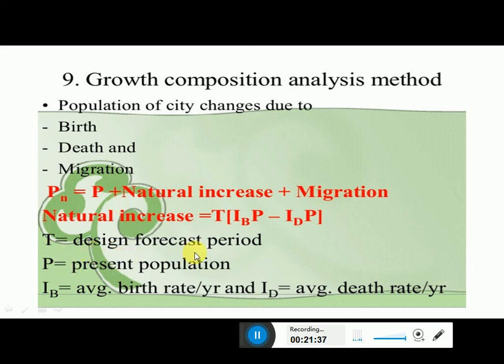Here T is the design forecast period, P is the present population, Ib is the average birth rate per year and Id is the average death rate per year. Here you can see the death rate is subtracted from the birth rate to get the natural increase in the population, and to that the migration is added, and the present population is added. This method takes care of birth, death and also migration, and is called the growth composition analysis method of population prediction.